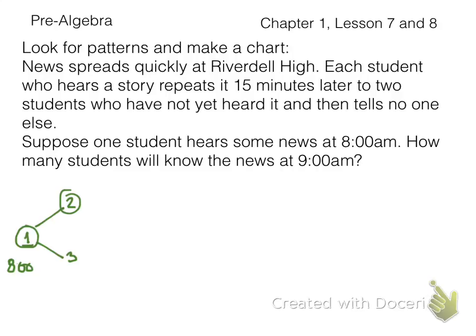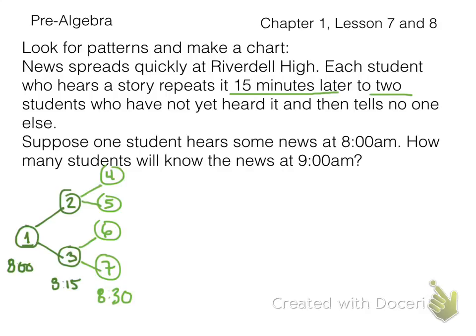By 8:15, they've told 2 other people. So by 8:15, 3 people know: the first person who knew it and the 2 people they told. By 8:30, each person who just found out at 8:15 now tells 2 other people. So person 2 tells persons 4 and 5, and person 3 tells persons 6 and 7. So by 8:30, we've got 7 people who know.